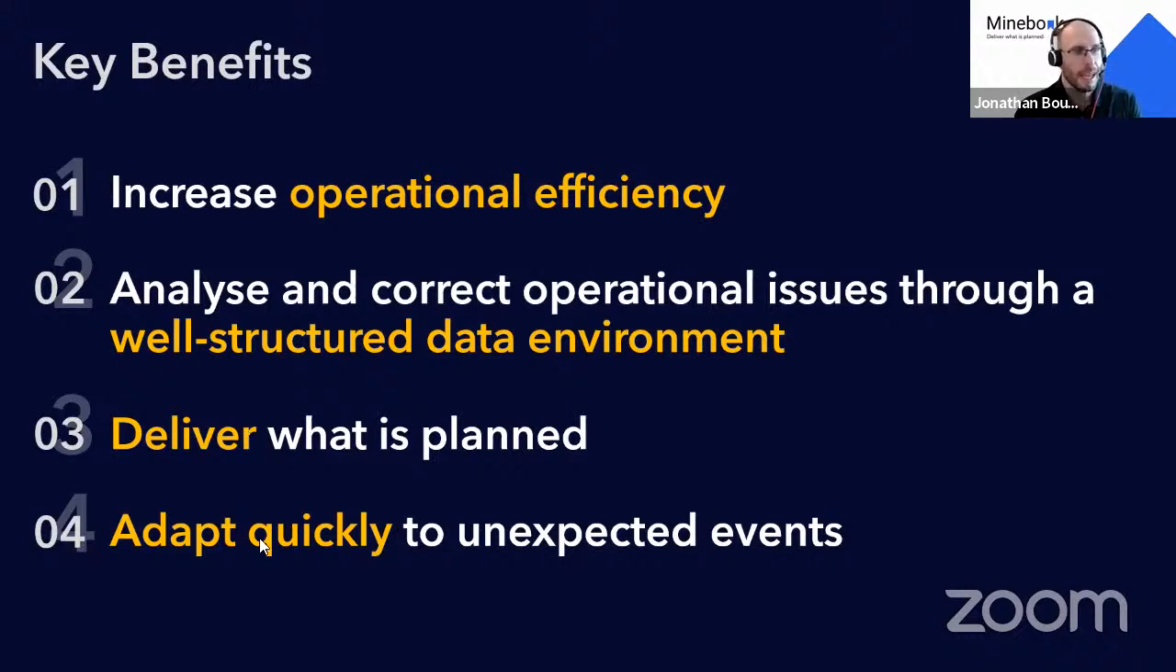The last point is adapt quickly to unexpected events. So even if your planning is very good, all the time unexpected things happen. This happens, but you can adapt quickly if you communicate the information quickly. So if you see on your board that you can work on something else in between, and if a task that is not working is assigned directly to someone else, you can quickly adapt to unexpected events. So you become more efficient.